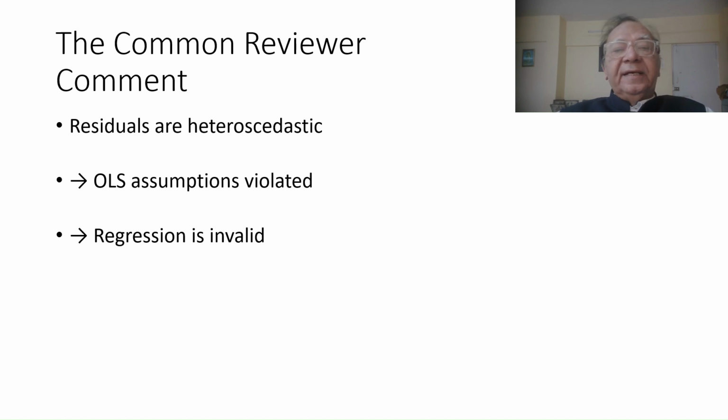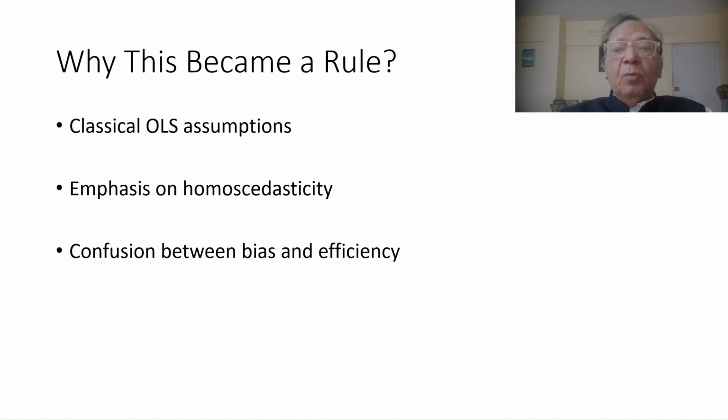Classical linear regression assumes homoscedastic errors for deriving standard errors and test statistics. Over time, this assumption was misunderstood as a requirement for unbiased estimation, which it is not. The confusion lies at the heart of the heteroscedasticity myth.